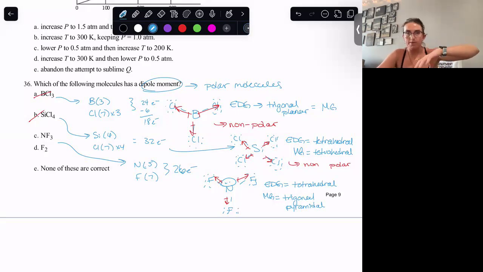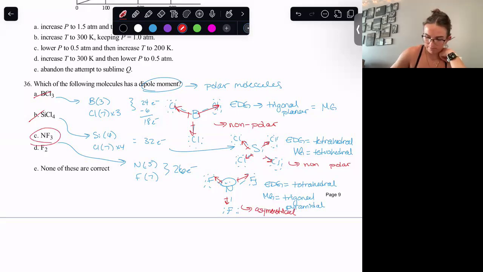Since you have a lone pair there, that's going to disrupt the symmetry of your molecule. And since we have dipoles and an asymmetric molecule, your dipoles will not cancel out. So this one will have a dipole moment. This is asymmetrical. So there is a dipole moment in this one.